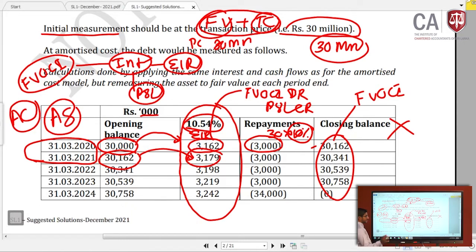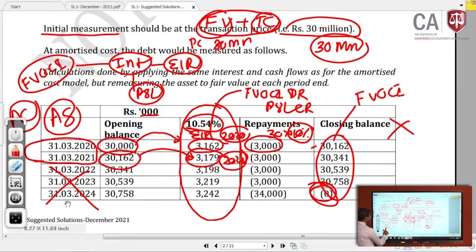Even if, during the exam, you prepared up to 2021 and you did not prepare this one, that is perfectly okay. But here they have given this. Why? At the end of the amortization, it becomes 0 and we can have some kind of comfort. Everything is right. So, student, first year 2020, this should be the P&L hit. 2021, this should be the P&L hit when it comes to interest income, right?